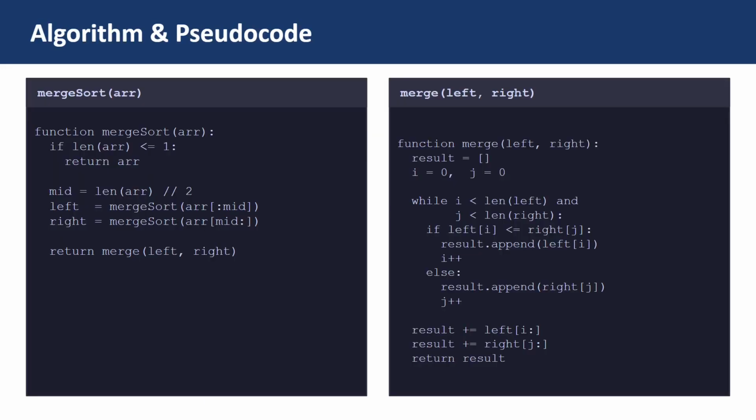When we come to the code, there are two functions. The merge sort function handles the dividing part. It finds the middle, recursively calls itself on the left half and right half, then calls merge. The merge function does the combining. It uses two pointers i and j, walks through both halves and always picks the smaller element into the result array. Whatever is left over in either half gets added to the end.